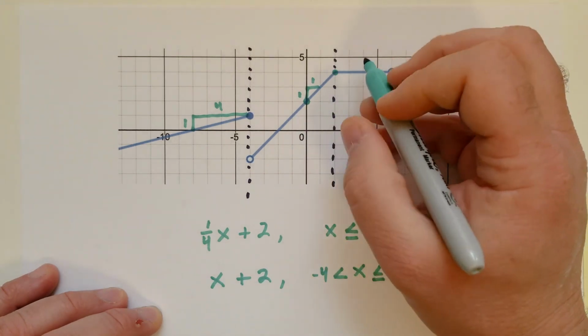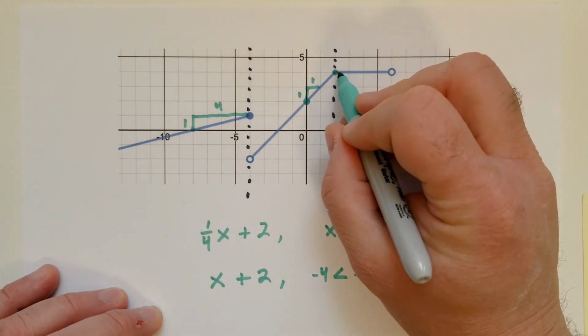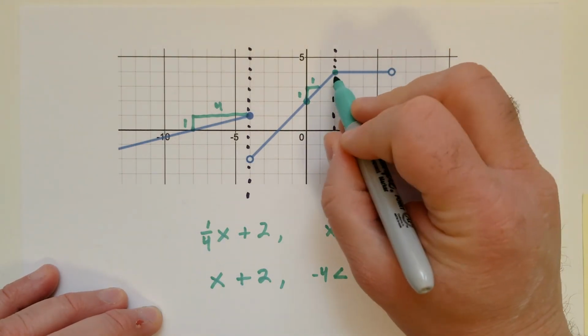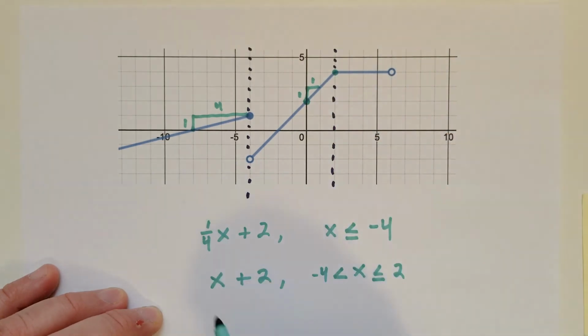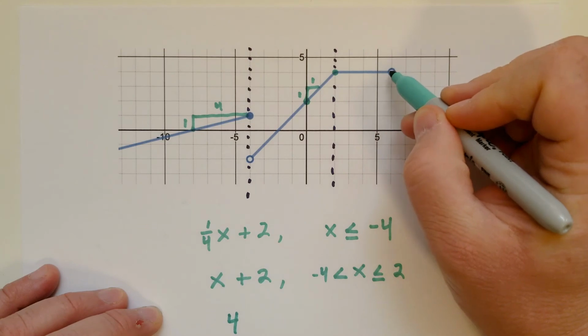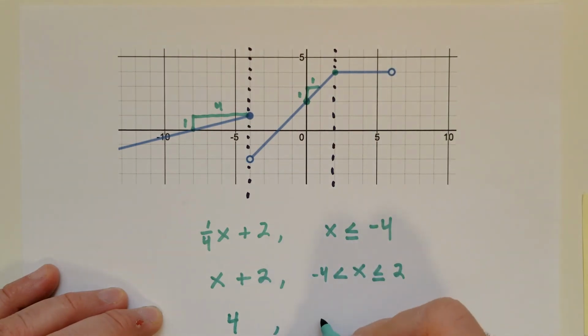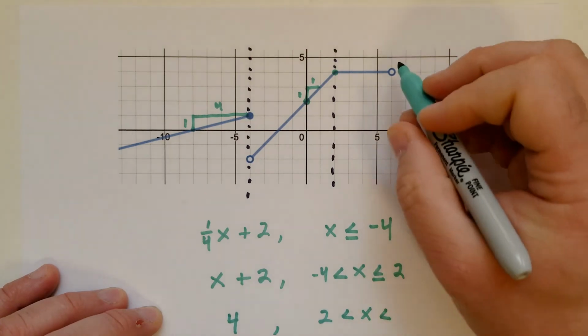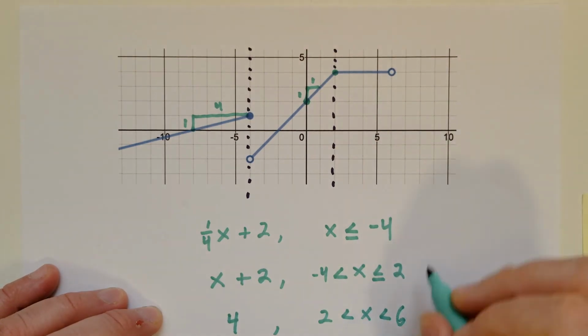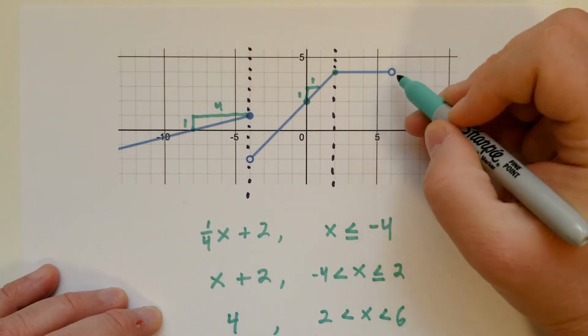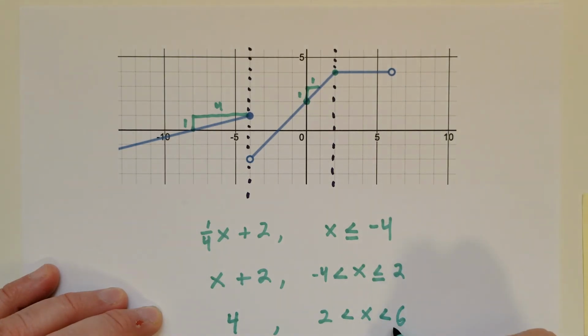The third piece of this is just one constant output. Regardless of what the input is, the answer is going to be 4 because this graph has a height of 4 from 2 until 6. Now, this has an open circle at 6, so I'm not going to include the or equal to.